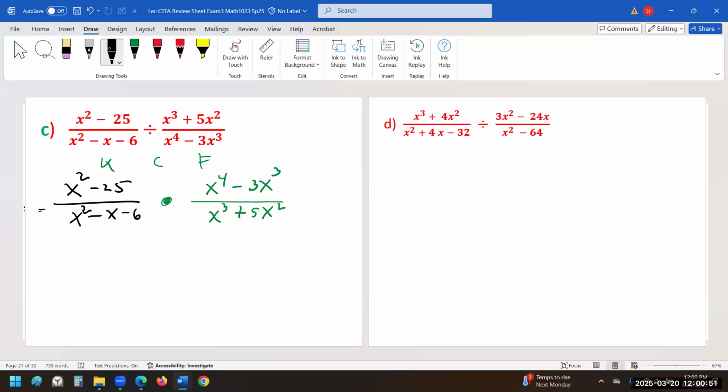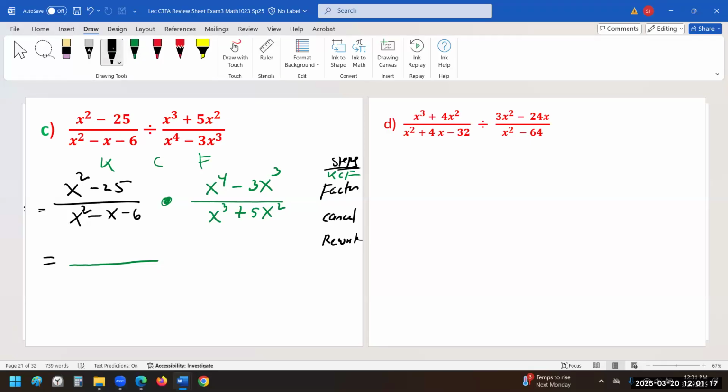And now it became a multiplication problem, which is factor, cancel, rewrite. The division has 4 steps, multiplication has 3 steps. So let's see how you factor.